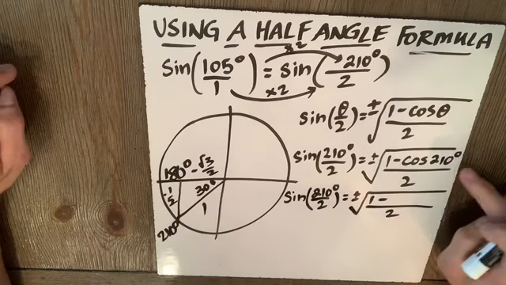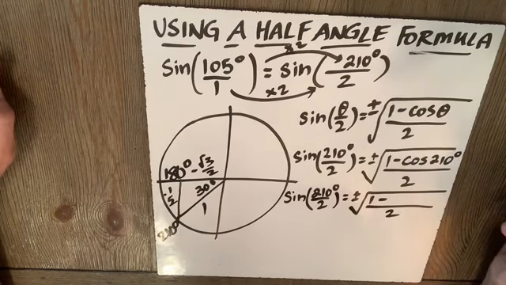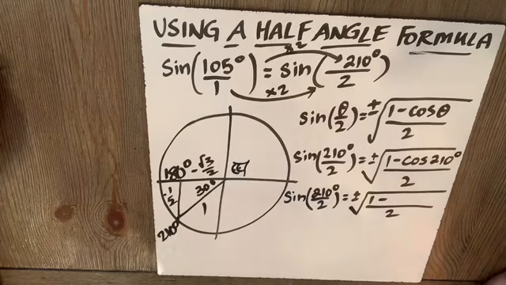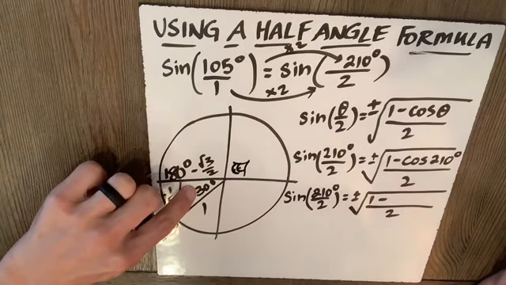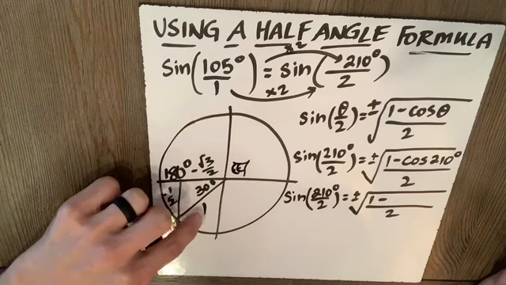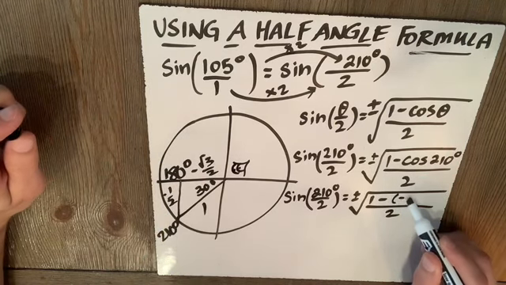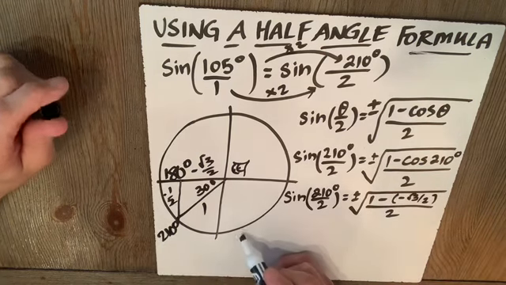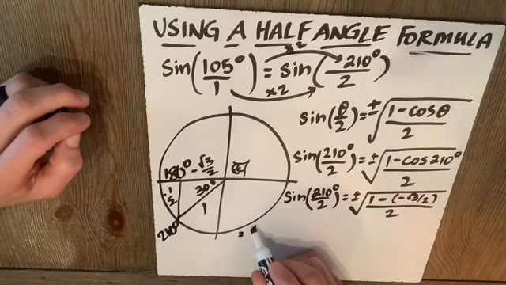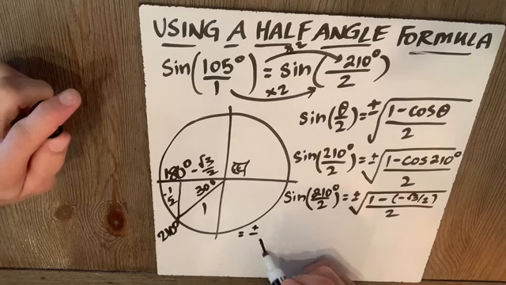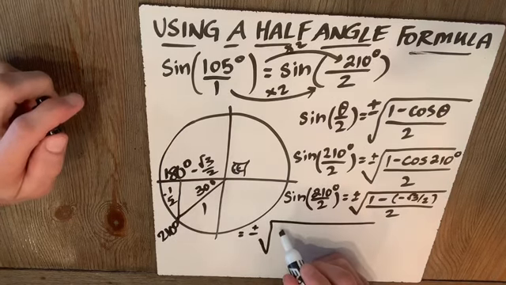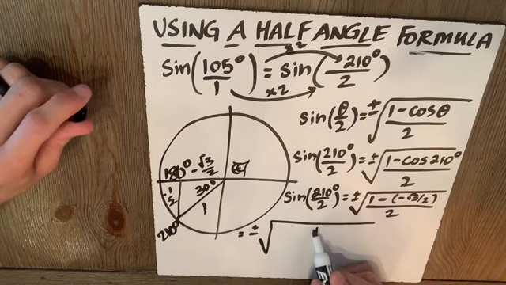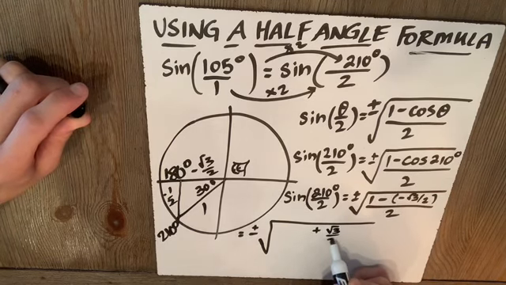Now, what is cosine of 210? I know cosine of an angle is a ratio. I'll put my eyeballs looking through this reference angle. The cosine is adjacent over hypotenuse. So this is -√3 over 2. Now I'm going to have to clean that up. So this is equal to plus or minus the square root of 1. Now, minus a minus is going to be plus √3 over 2.